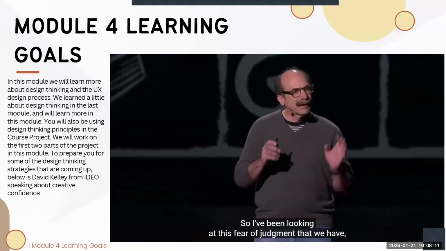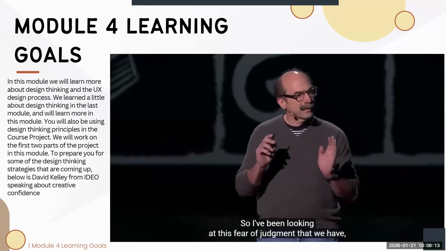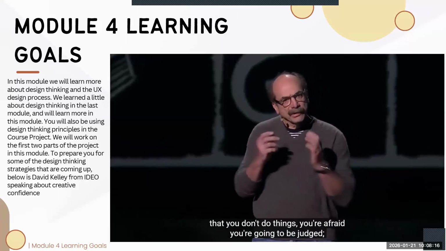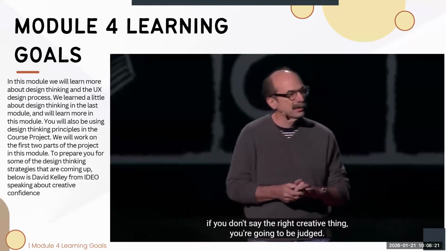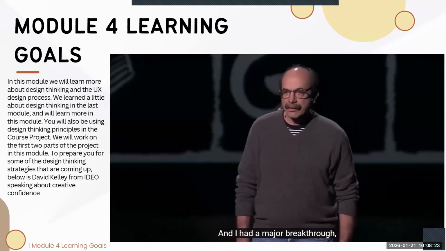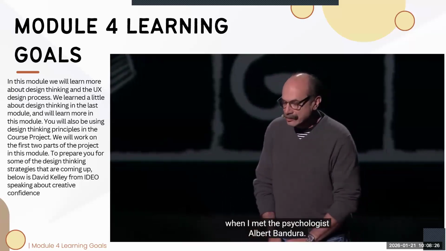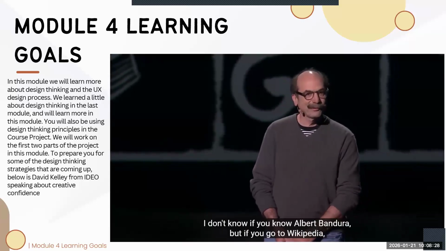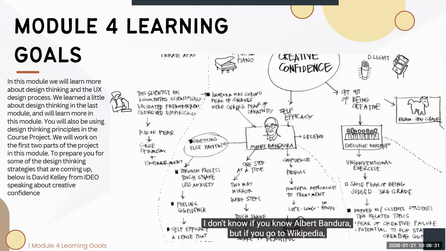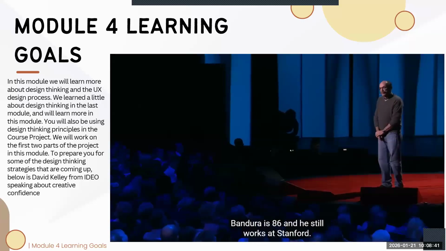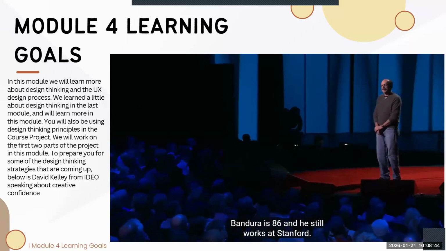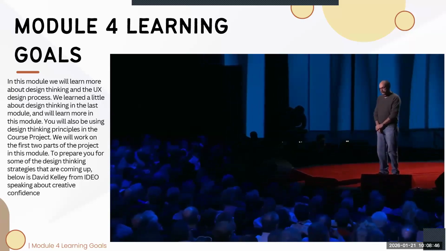So I've been looking at this kind of fear of judgment that we have, that you don't do things because you're afraid you're going to be judged if you don't say the right creative thing. And I had a major breakthrough when I met the psychologist Albert Bandura. I don't know if you know Albert Bandura, but if you go to Wikipedia, it says he's the 4th most important psychologist in history, like Freud, Skinner, and Bandura. Bandura is 86 and he still works at Stanford. He's just a lovely guy.